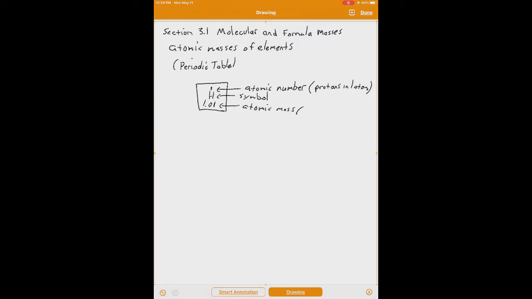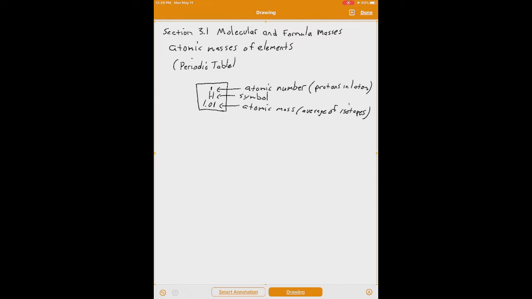Now remember, this is an average of all the isotopes. Hydrogen, for example, is primarily protium, which has an atomic mass of almost 1, and then there's a small percentage of deuterium, which has an atomic mass near 2. So the average of that comes out to 1.01. It's a weighted average, right?